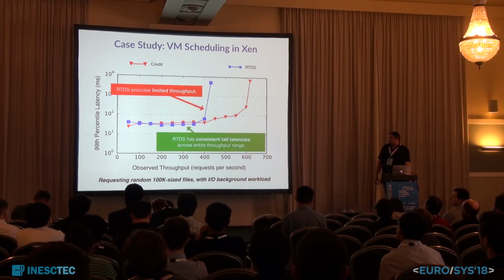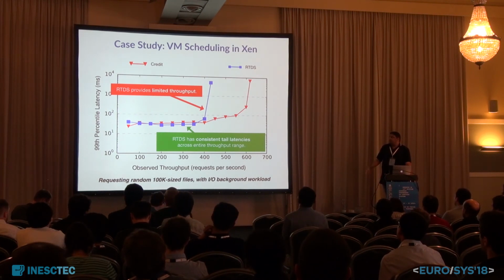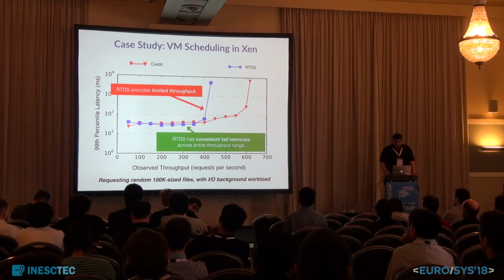RTDS, on the other hand, actually has quite consistent tail latency characteristics across its throughput range. So until it reaches its peak and suddenly spikes up, it does pretty well on tail latency. Now, of course, the throughput itself is severely limited, almost 30% lower than Credit.